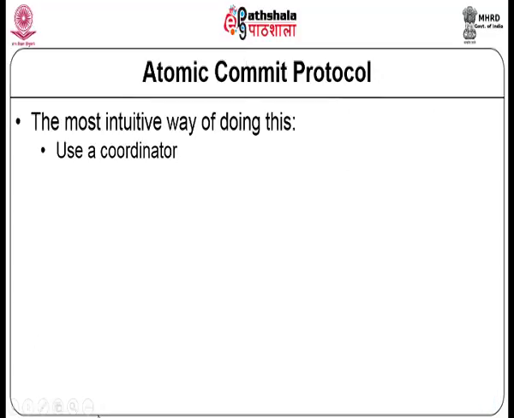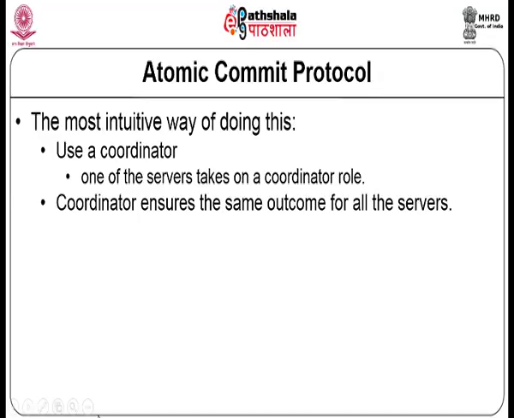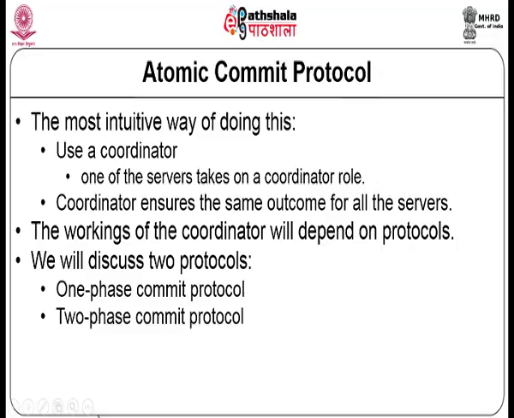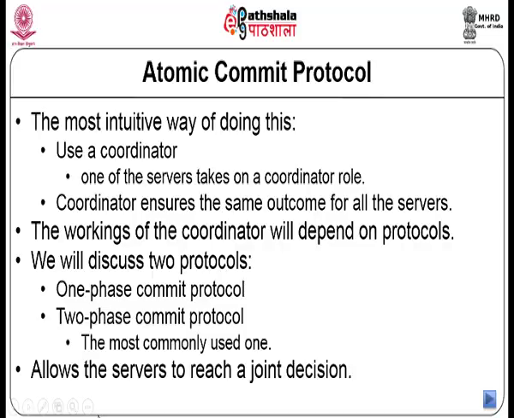So, in an atomic protocol, the typical way that we can think of is having a coordinator. We already know how to select a coordinator. So, we select one of these participating servers as the coordinator, and then we continue. The coordinator ensures that the outcome is the same for all the servers. How the coordinator is going to do this depends on the protocol that we are going to talk about. We will have two protocols. One is called the one-phase commit protocol and the next one is called the two-phase commit protocol. Two-phase is the most commonly used protocol.